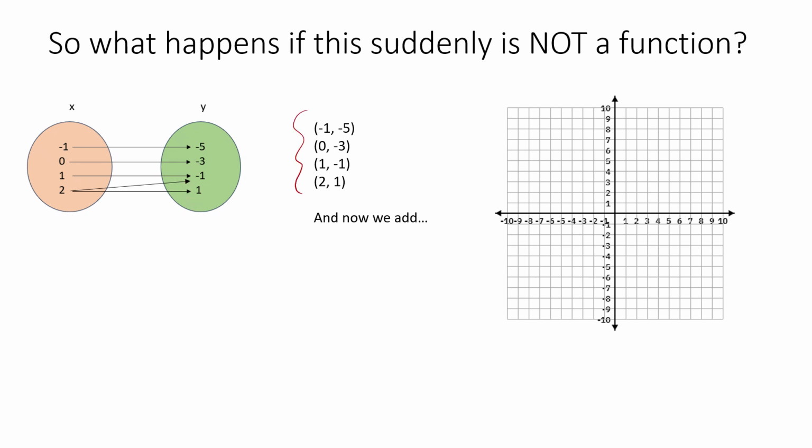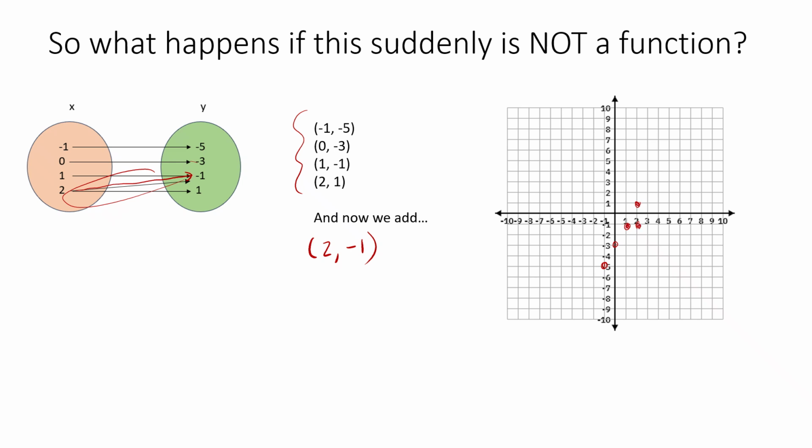So we have -1, -5. We have 0, -3. We have 1, -1. And we have 2, 1. And now we're going to add another point. The line that I added was that one right there. And so now 2 also maps to a -1. And what that's going to do is put a dot right there. Okay.